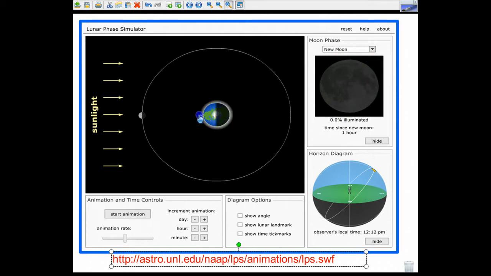Most of the time we're used to seeing the moon at night, so imagine here you are in this position. You cannot see through the Earth, unless of course you're Superman. So it's impossible to see the moon in this case, and therefore our new moon phase looks like this. So these are the phases of the moon.